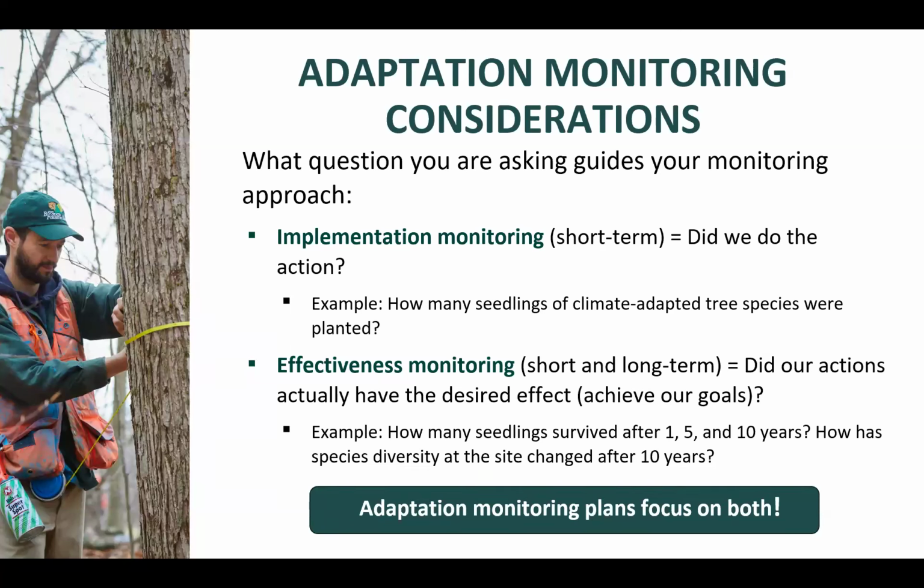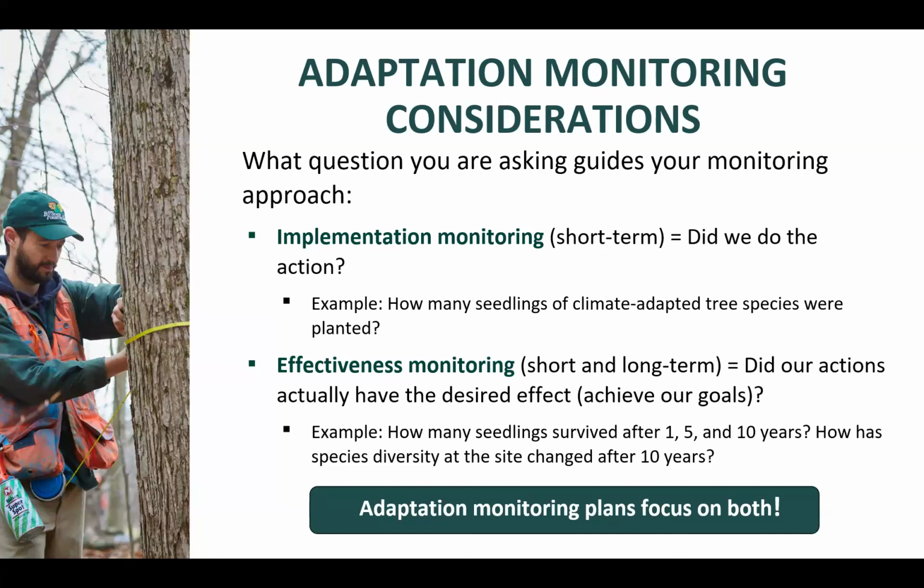So what does it mean to monitor? There are many different types of monitoring, and it's important to distinguish between them because we want to be asking the right question and collecting the right information that will help us answer whether our actions are achieving their intended effects over time. In the case of monitoring adaptation actions, we are really talking about two kinds of monitoring: implementation monitoring and effectiveness monitoring. Implementation monitoring is asking, did we do the action?